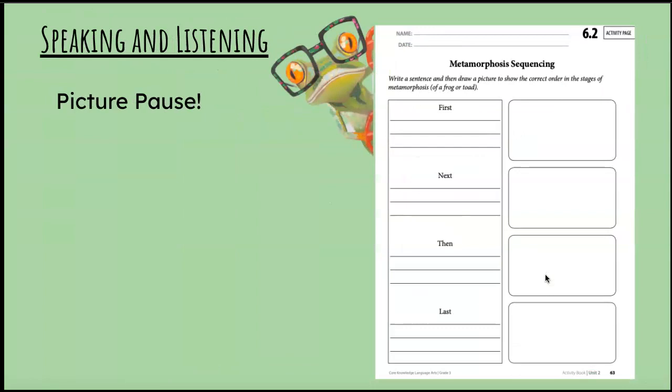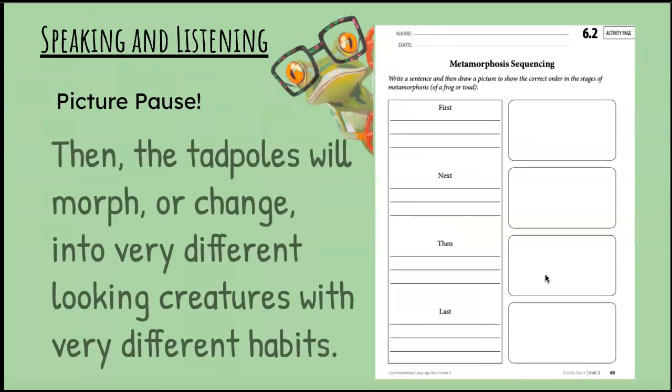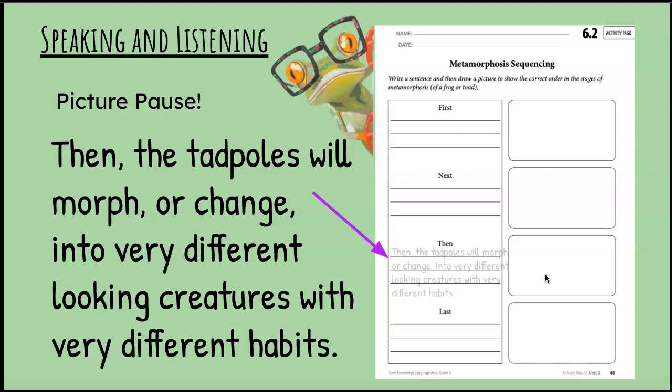So let's do another picture pause. Then is the signal word. The tadpoles will morph or change into very different looking creatures with very different habits. That's a lot to write on that line. You need to write small. You can see even the text went down onto another line. And there's a teeny tiny little frog or toad. So the tadpoles will morph or change into very different looking creatures with very different habits.